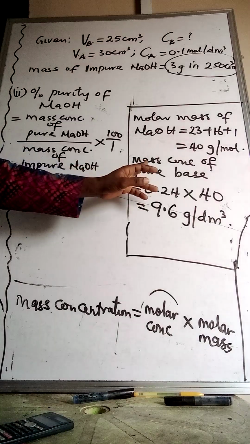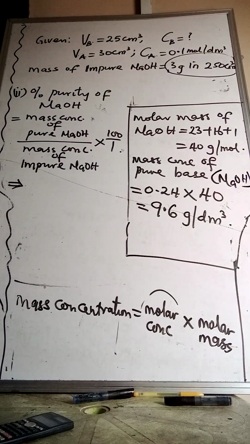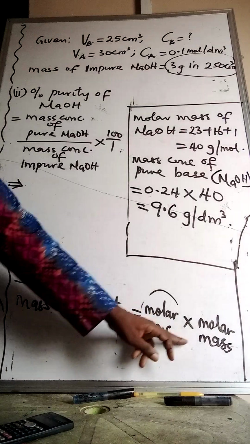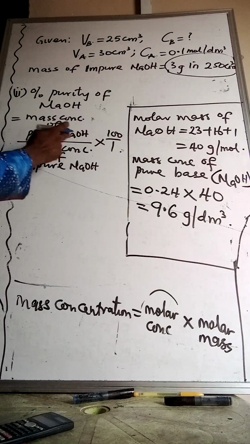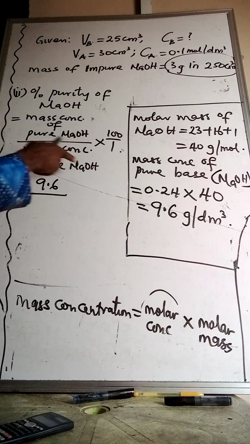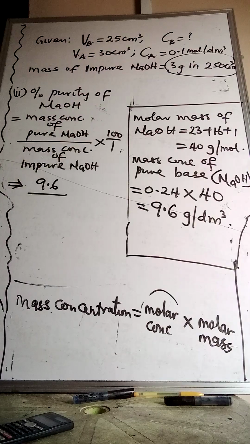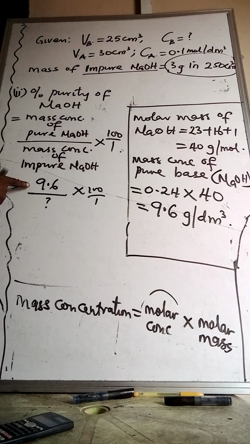Now, the mass concentration of pure base, that is sodium hydroxide, has been calculated using this formula to get this. Now, we want to find the percentage purity of sodium hydroxide using this formula, which was displayed at the beginning of this class. So, the mass concentration of pure sodium hydroxide is 9.6, divided by the mass concentration of impure sodium hydroxide, which now will not be 3 grams, so I need to put a question mark here for now, times 100 over 1. I need to find the mass concentration of impure sodium hydroxide. That is the first thing I'm going to do before I come back to this now.